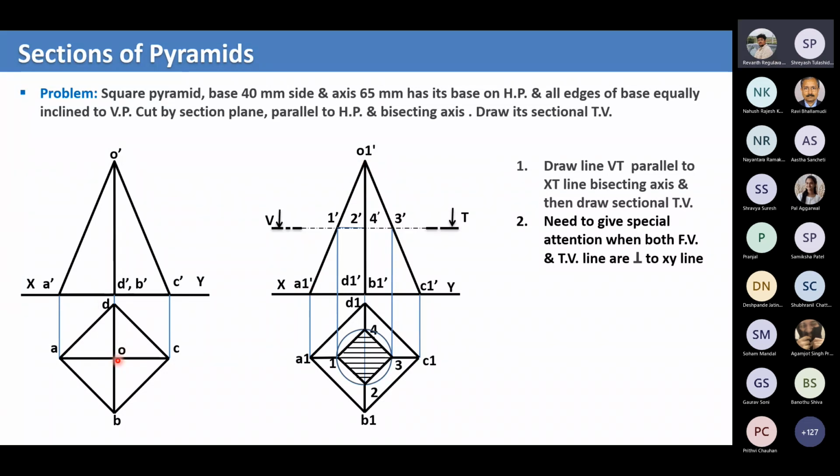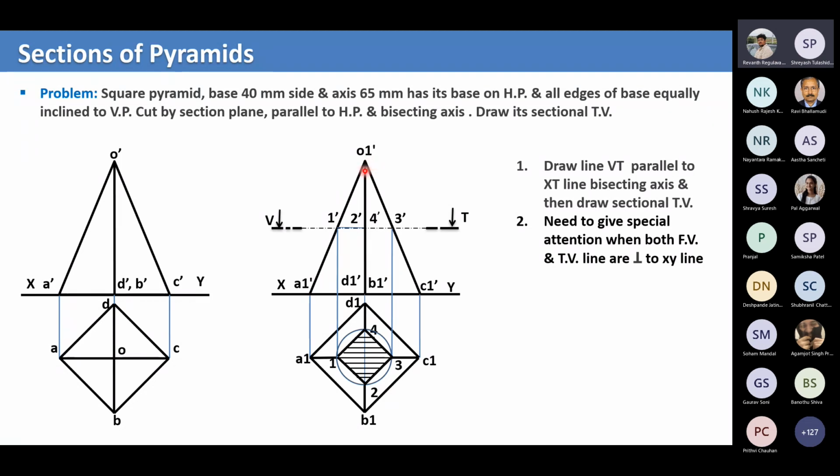Why? Because this OA here, everyone can see OA is parallel to our vertical plane. So that means in front view, we can see the true length of the line, whatever it is, the edge of the pyramid or axis of the pyramid, be it anything. If it is parallel to vertical plane, you can see the true length. So this is the true length of the slant edge.